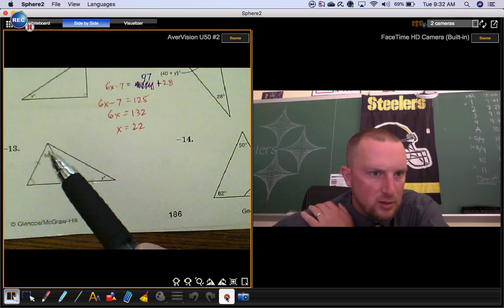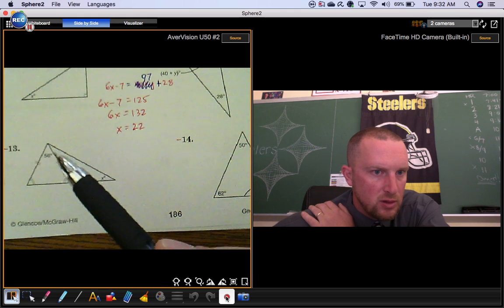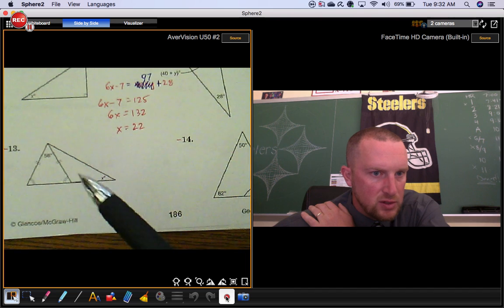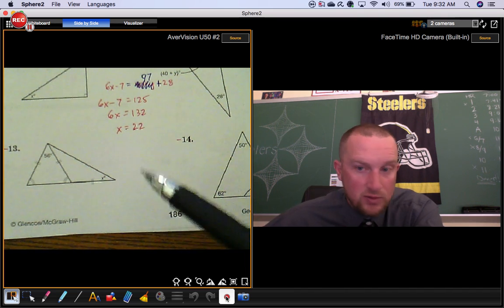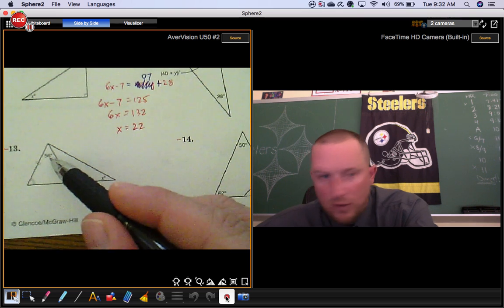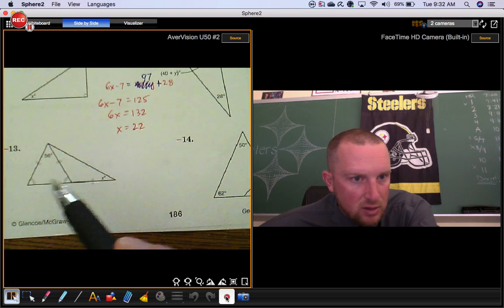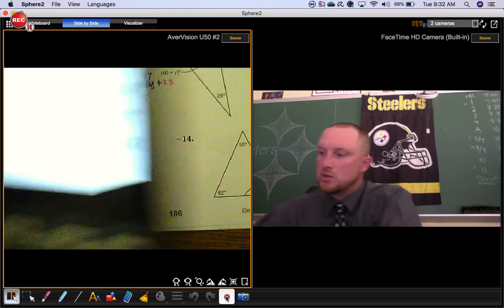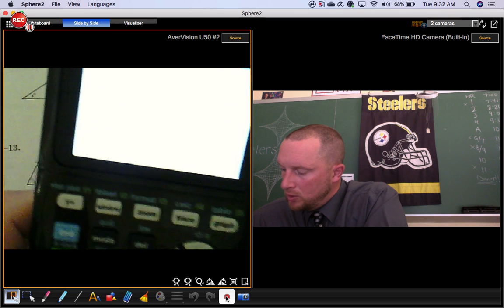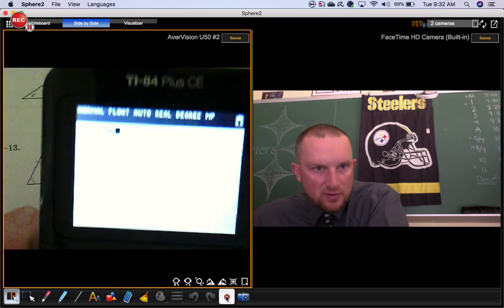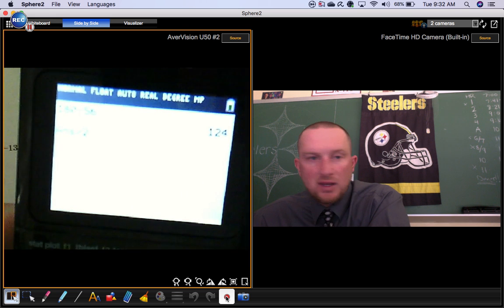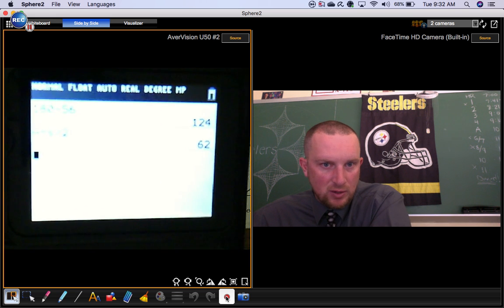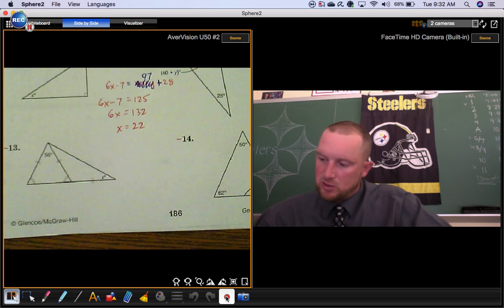Number 13. This triangle is isosceles. That's important. This triangle is also isosceles. That's also important. Classifying your triangles is really important. If your vertex angle is 56, your 2 base angles are the same. So you know there's 180 degrees in a triangle. Take away 56. That's going to give you 124 degrees, which you have to split between 2 equal measured angles. So they're both 62.